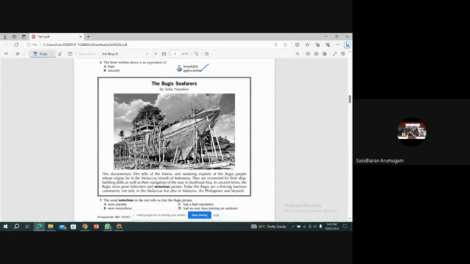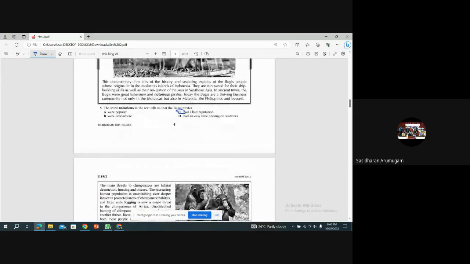Today, the Bugis are a thriving business community not only in the Moluccas but also in Malaysia, the Philippines, and beyond. So the word nourish in the text tells that the Bugis pirates, C. Had a bad reputation. Yes, it's had a bad reputation. Reputation means our image.